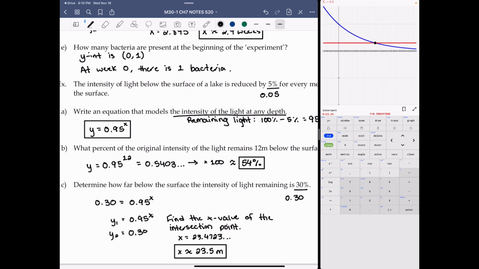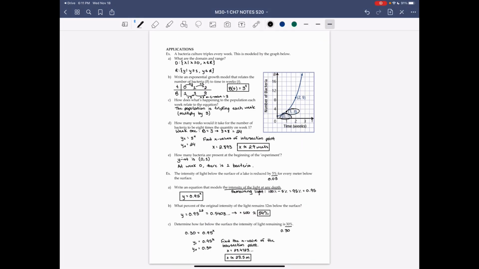I have noticed some issues with this graphing calculator app. It's not always as accurate as an actual graphing calculator, so I will try to point that out anytime it happens. And hopefully with your graphing calculator, you get the exact values. You should. I definitely did with my Casio. I don't have a TI with me to attempt it right now, but you should get the 23.4723... And that brings us to the end of Chapter 7, Lesson 1.